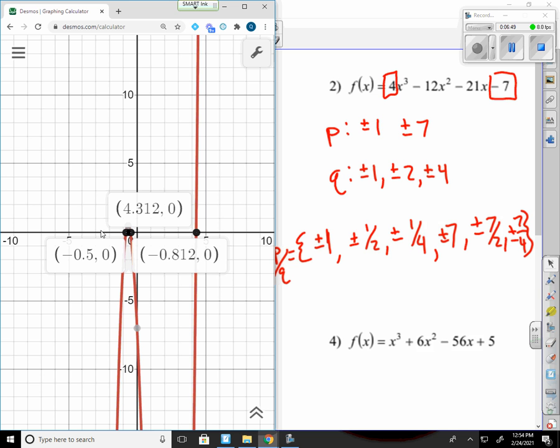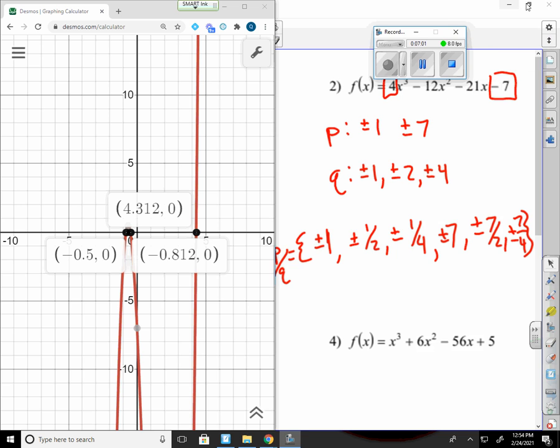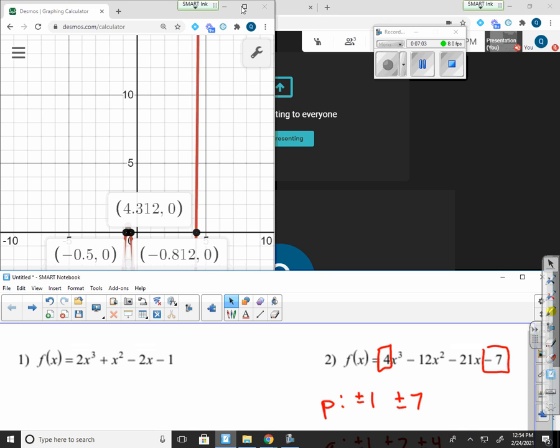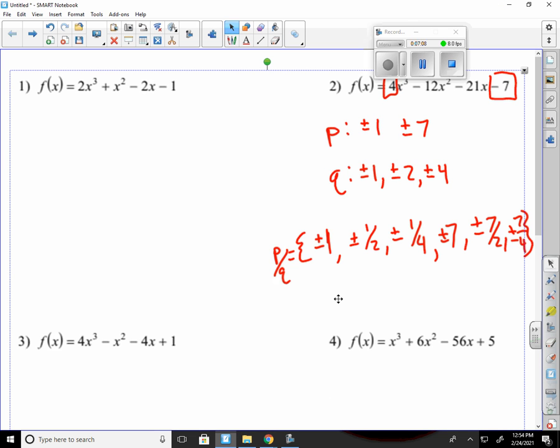Click on my dots. I can find my 3 roots. None of these look fun, except this one is the best. And I see that negative 0.5 is one of my options, so it's going to be negative 1/2 that I start with. Set up my synthetic division. Negative 1/2, that's 4, negative 12, negative 21, negative 7.